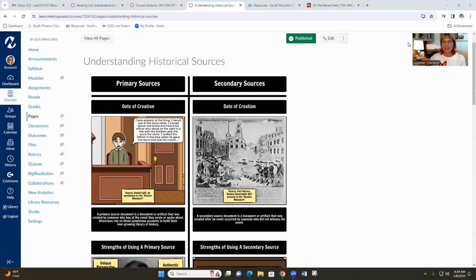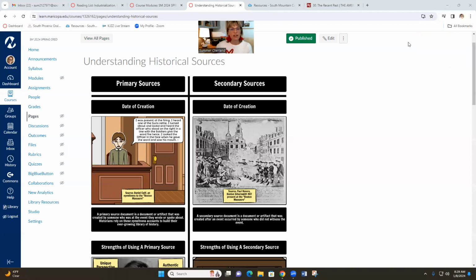So the first thing I wanted to do in terms of getting us started with class content is introduce you to the types of sources and the way we'll be using these sources over the course of our time together in this class. So let's get started. All right. You should see an infographic that says Understanding Historical Sources.